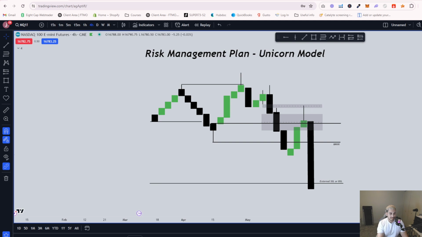This is going to be a guideline that some of you could follow. Maybe you're not really good with risk management. Maybe you risk a little more than you need to. Well, let me lay out a simple plan for you.